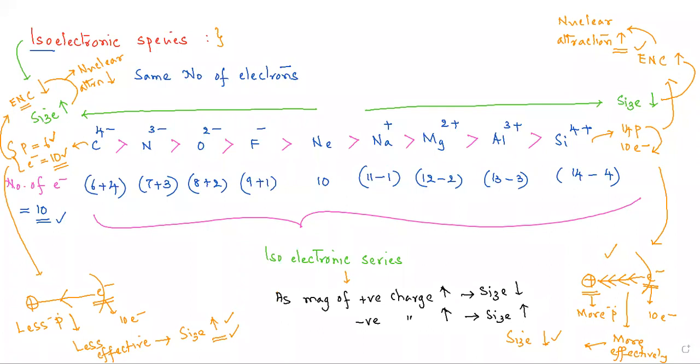increases. Got it? Positive charge is increased, +1, +2, +3, and finally +4. Size is least, size decreased. Negative charge is increased, size increased. Maximum size is for C-. Don't think that silicon is the biggest atom. No, when you are comparing an isoelectronic series, this is what you have to concentrate on. Okay. So this is about the isoelectronic species.